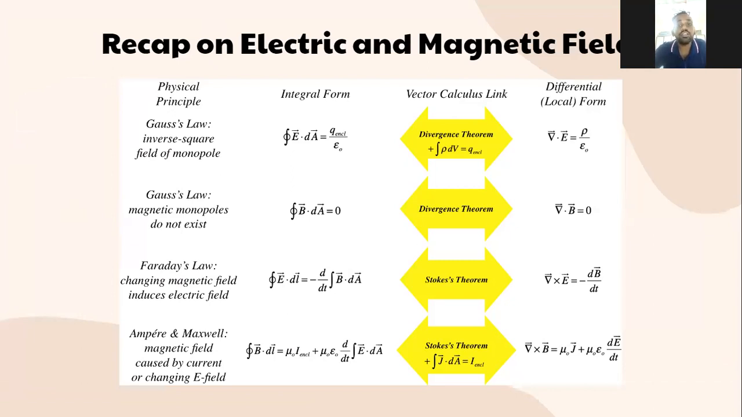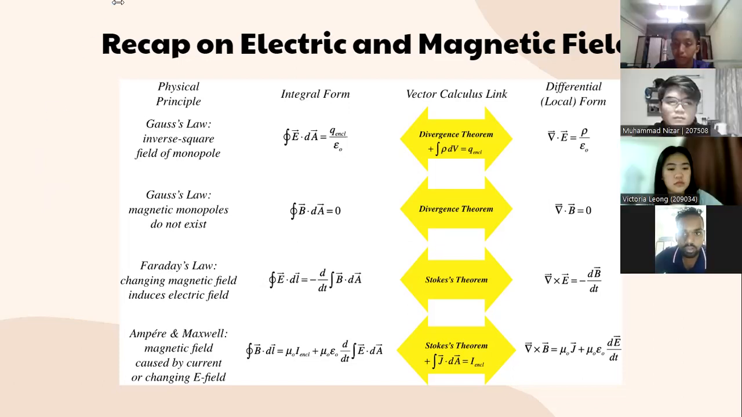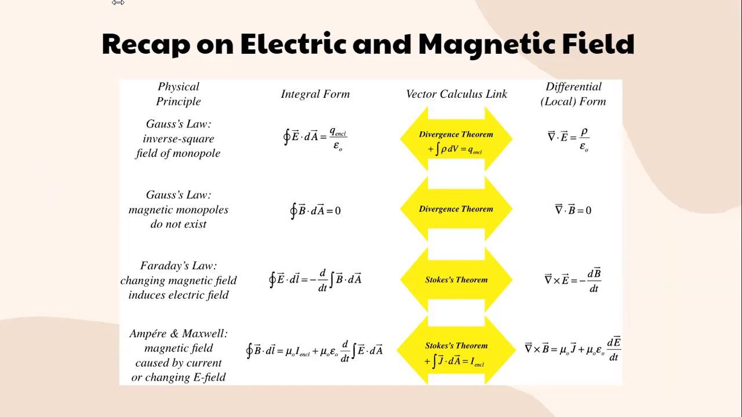First of all, the Maxwell equations can be divided into two major parts, which are known as integral form and differential form. The first physical principle under the Maxwell equation is Gauss law, the inverse square field of a monopole. For the integral form and differential form, the theorem that links them for this first physical principle is the divergence theorem. The next physical principle is Gauss's law for magnetism: magnetic monopoles do not exist. And for the integral form and differential form equations, the link between them is the divergence theorem.